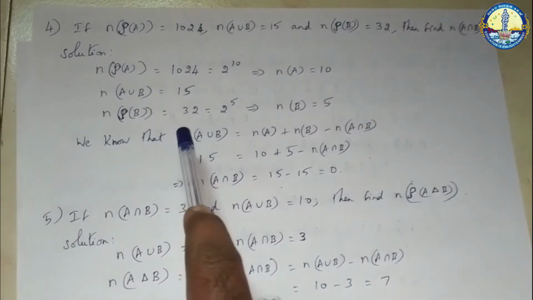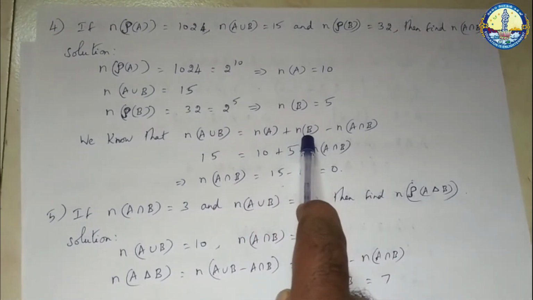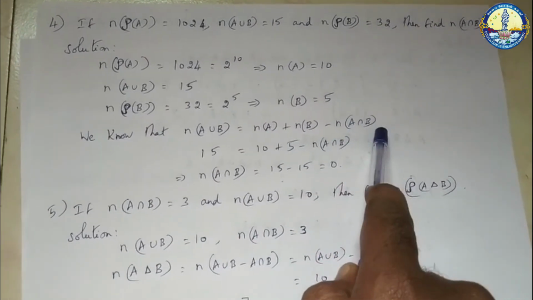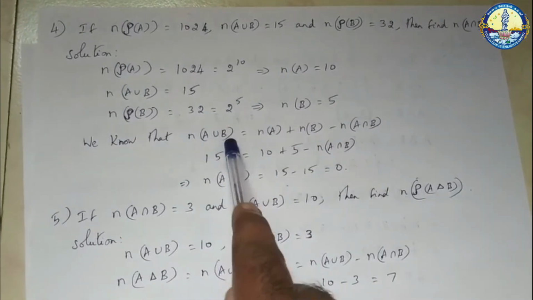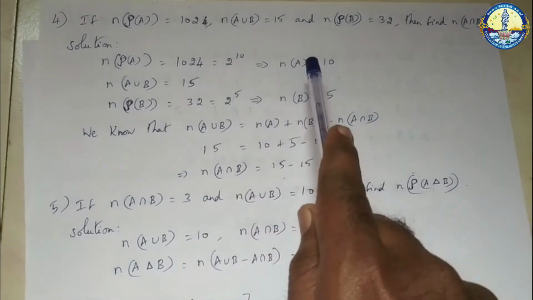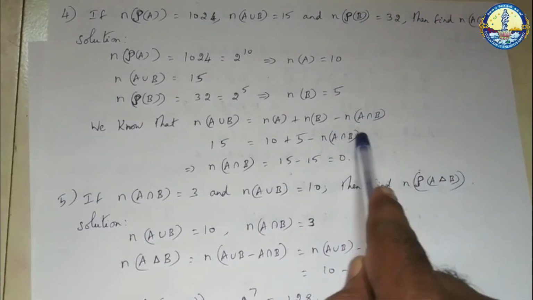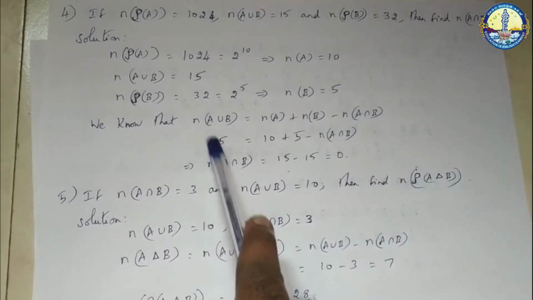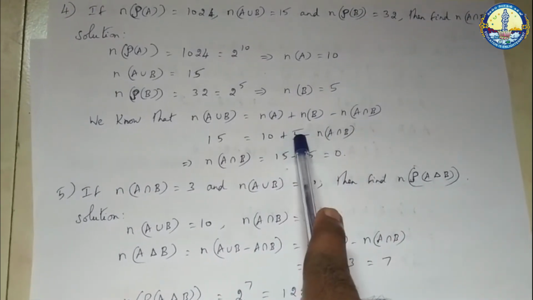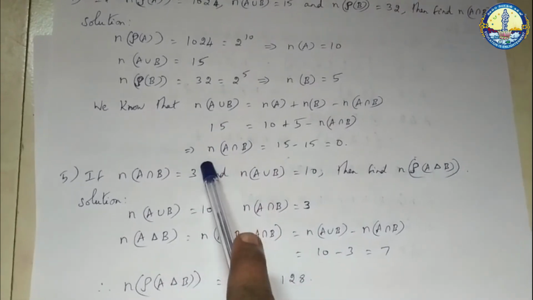So we know the formula, n of A union B equals n of A plus n of B minus n of A intersection B. By applying this formula, we know n of A union B equals 15, n of A equals 10, and n of B equals 5. So n of A intersection B we are going to find. Bring this to this side and this to this side. So 10 plus 5 is 15. So 15 comes as minus 15, and this becomes plus. So n of A intersection B equals 15 minus 15, which is 0.